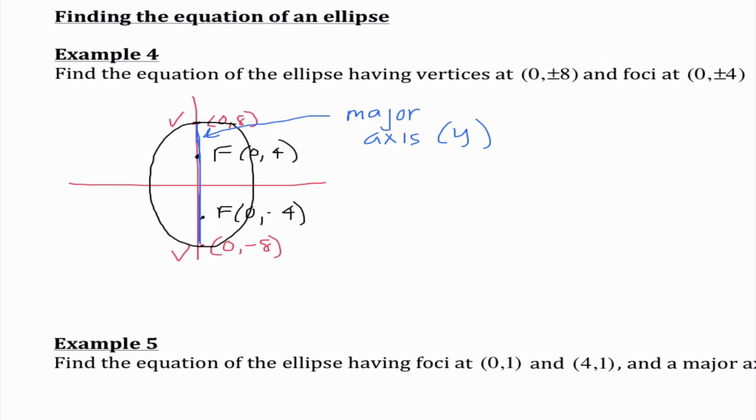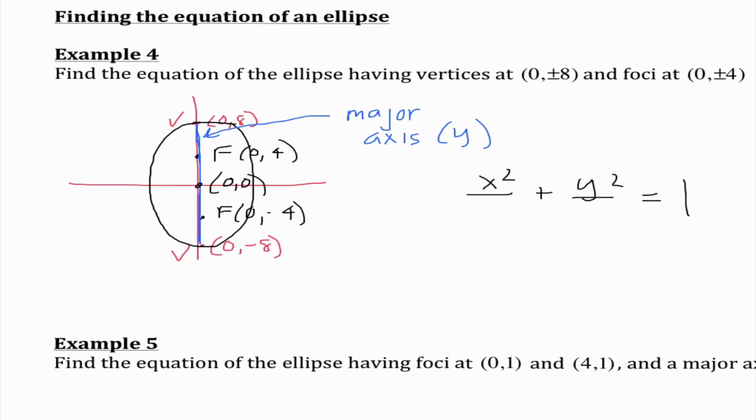Okay, secondly, I can figure out what the center is because we know we move the same distance away from the center to get to both the foci and the vertices. So I can see that the center here is at 0, 0. So what that tells me is that it's just going to be x squared over something plus y squared over something equals 1. Okay, x squared and y squared come from the fact that the center is 0, 0.